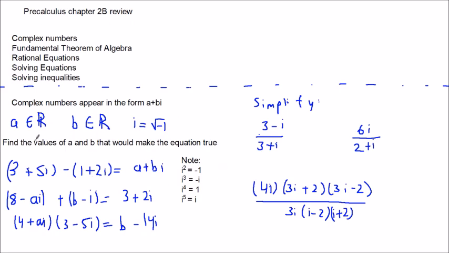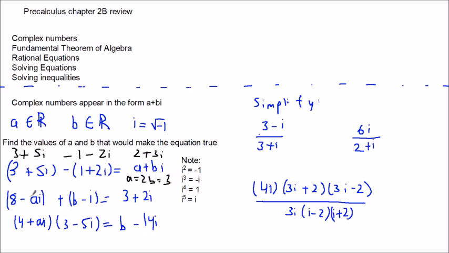So the first question is, find the values of a and b that will make the equation true. First of all, we have 3 plus 5i minus 1 plus 2i is 8 plus 3i. This is simple enough. This is just minus 1 minus 2i. 3 plus 5i, right? Distribute the negative, and that'll get you 2 plus 3i. So a is 2 and b is 3.